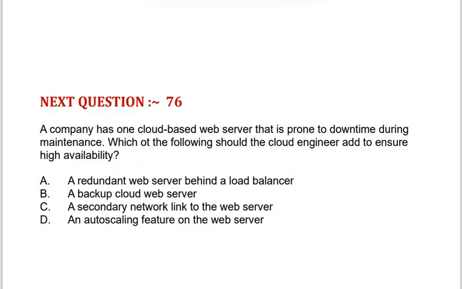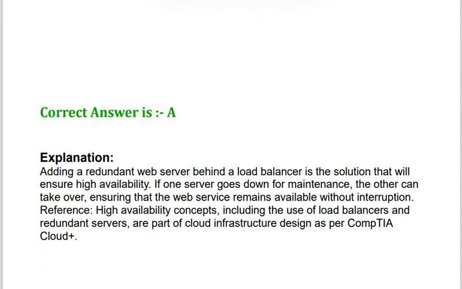Question is, a company has one cloud-based web server that is prone to downtime during maintenance. Which of the following should the cloud engineer add to ensure high availability? Option A, a redundant web server behind a load balancer. Option B, a backup cloud web server. Option C, a secondary network linked to the web server. Option D, an auto-scaling feature on the web server. Correct answer is option A.